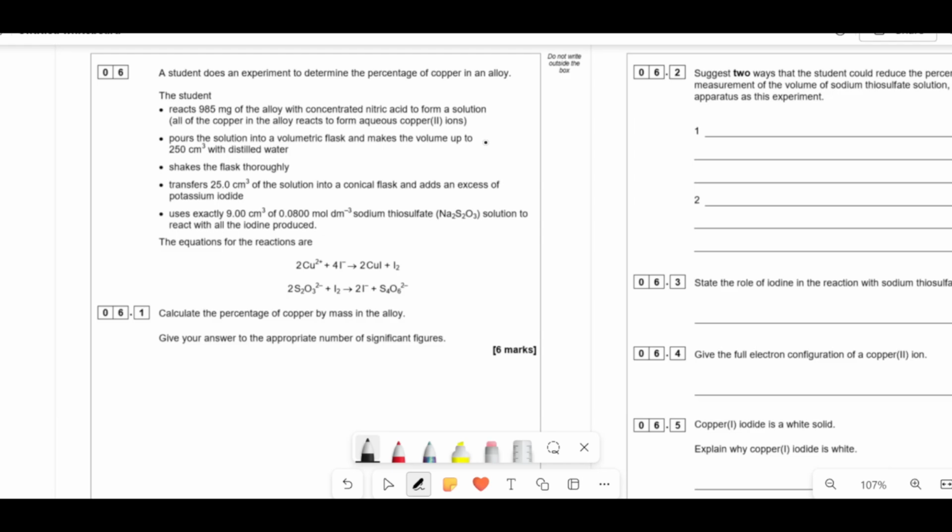So each step you should be thinking, what's reacting with what? Why do I care about this sentence? Because every sentence here has its use. A student does an experiment to determine the percentage of copper in an alloy.